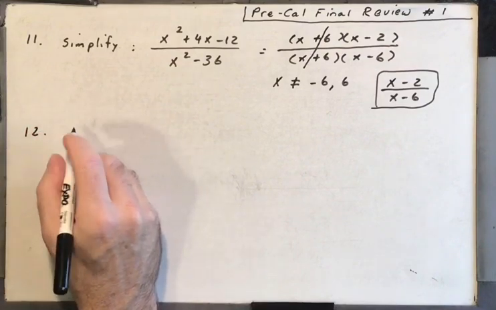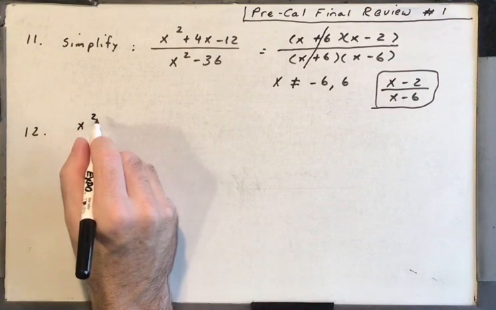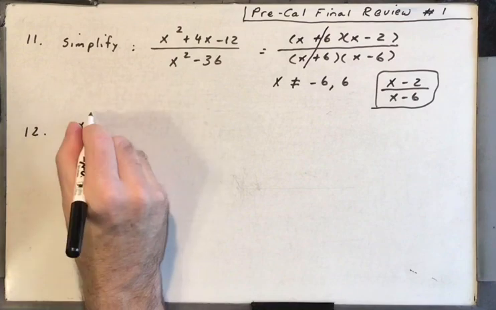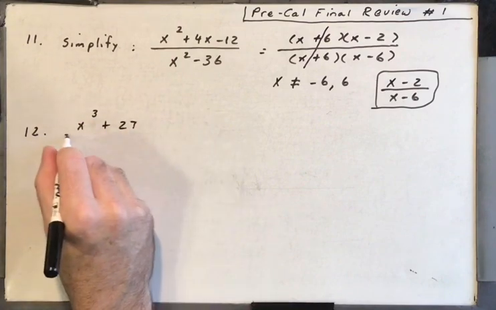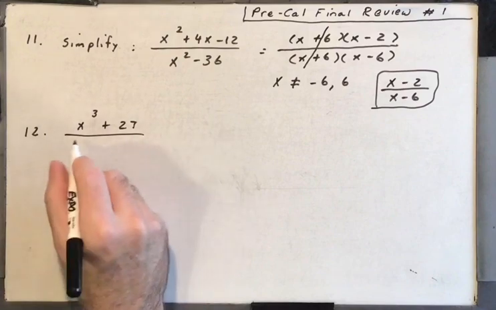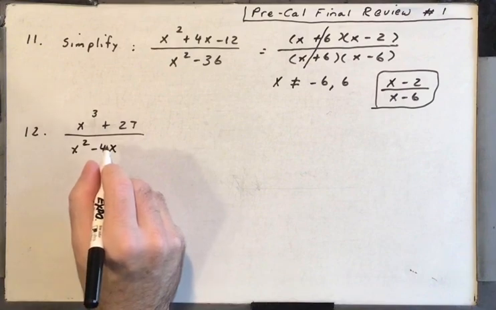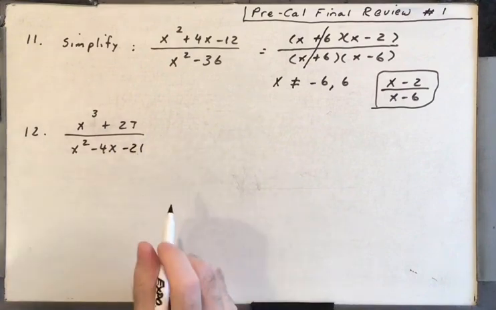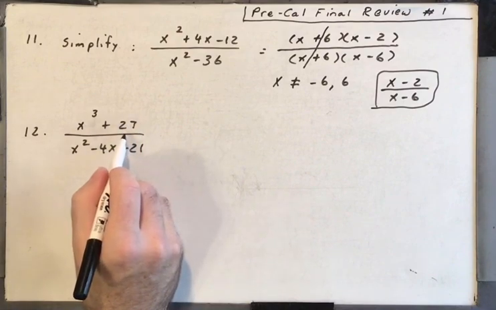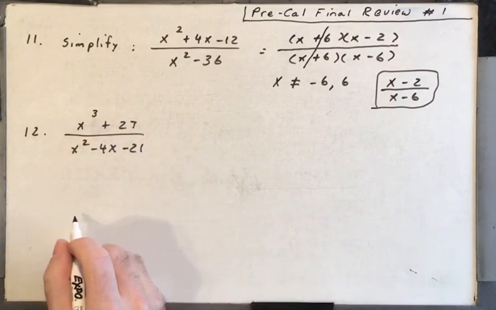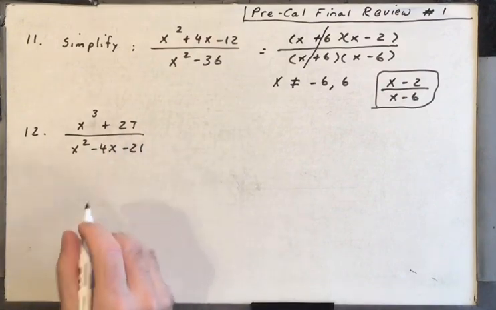We're going to simplify, and I'm not going to write simplify down. It's on your sheet. x cubed plus 27 over x squared minus 4x minus 21. Okay, this is a special factoring pattern, and I'm going to write them down here, and maybe you put a sticky note in your notebook where these are in case you get one of these.